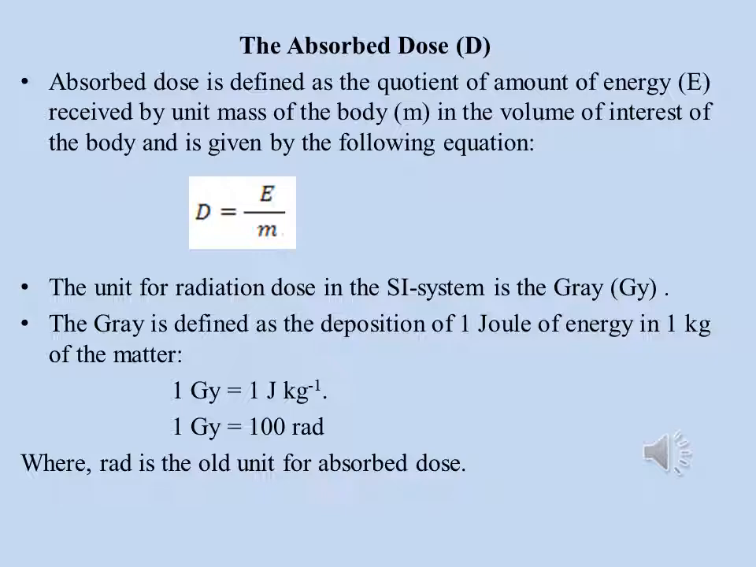Gray, Gy, is the unit for radiation dose in the SI system. The Gray is defined as the deposition of 1 joule of energy in 1 kilogram of matter. 1 Gray equals 1 joule per kilogram. 1 Gray equals 100 rad, where the rad is the old unit for absorbed dose.